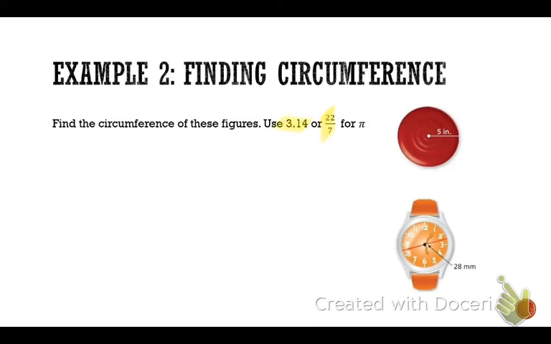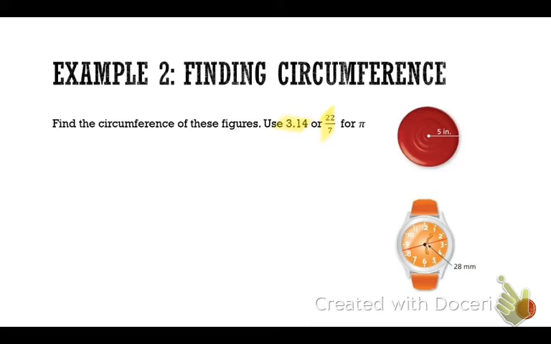3.14 is your decimal value for pi. So you say, well, how do I know when to use the decimal and when to use the fraction? It's all about the dimension that you're given in the problem. If that dimension is divisible by 7, you will want to use the fraction. It'll give you a cleaner answer. So is 5 divisible by 7? Okay, it's not. So I'm going to use the decimal version to find the circumference of my red button.